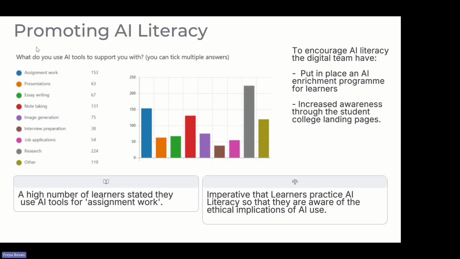So we have put in place an AI enrichment program for our learners, and this is something that is ongoing, and it will be continuously throughout the academic year across our many campuses. But we've also increased awareness of AI literacy through our student college landing pages. But this is something that, as a college, we are still continuing to promote and explore. So this, I thought, was just something important to mention.